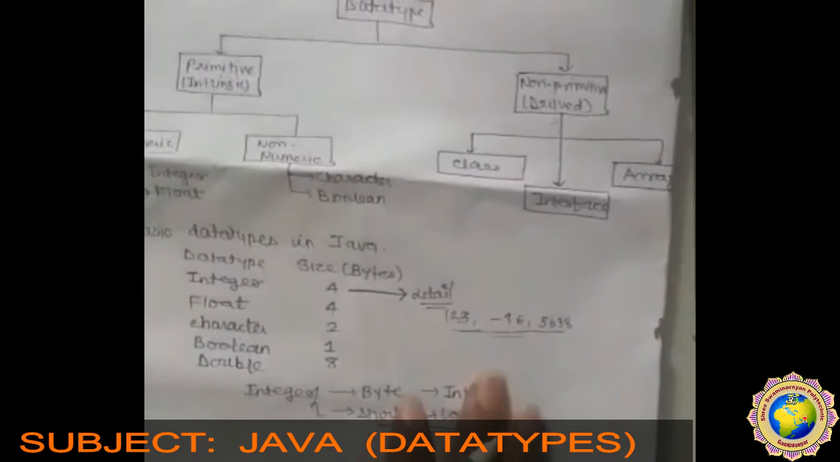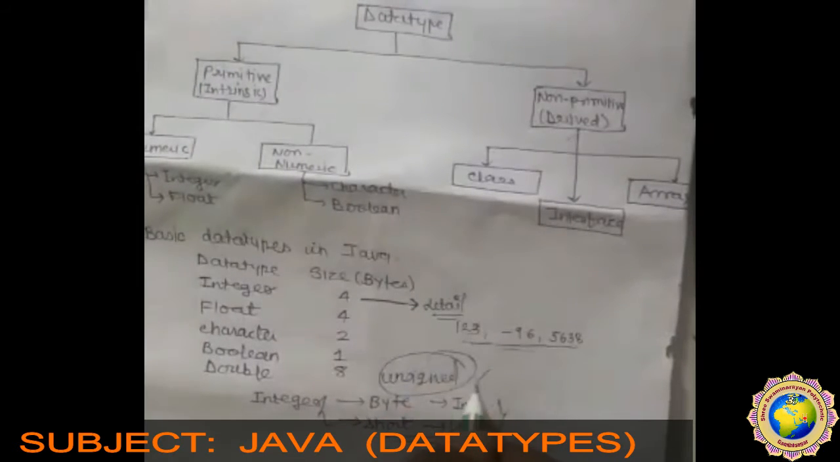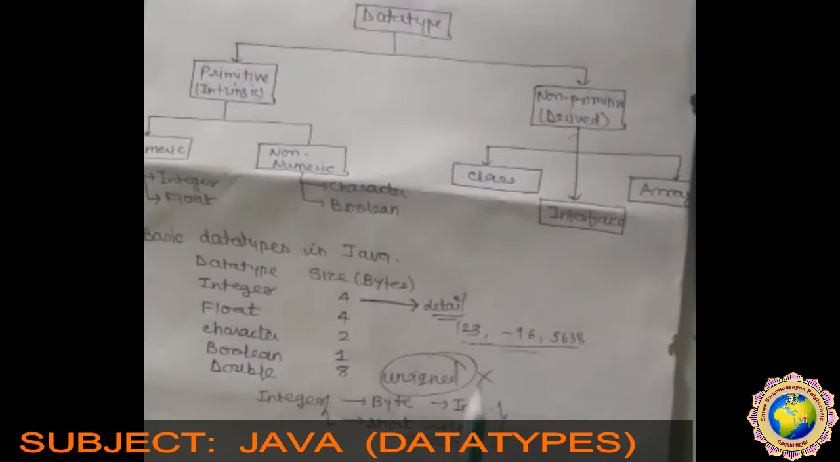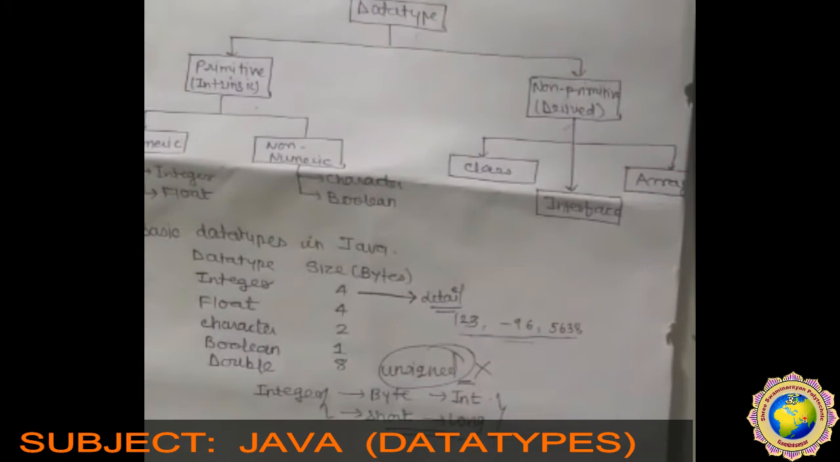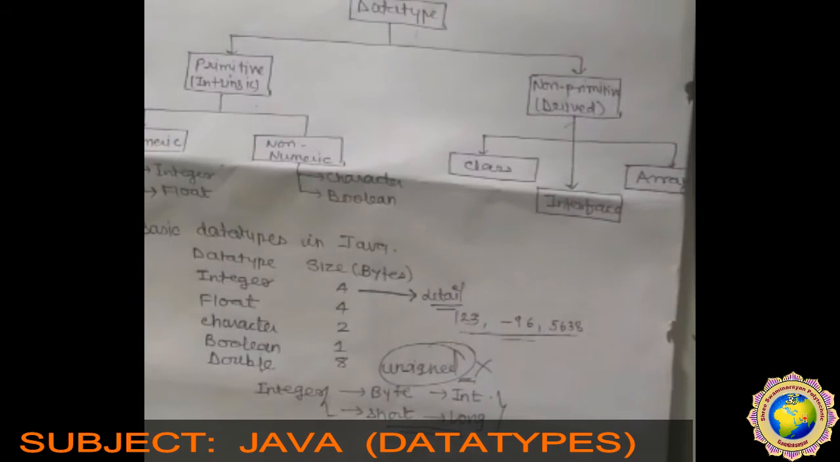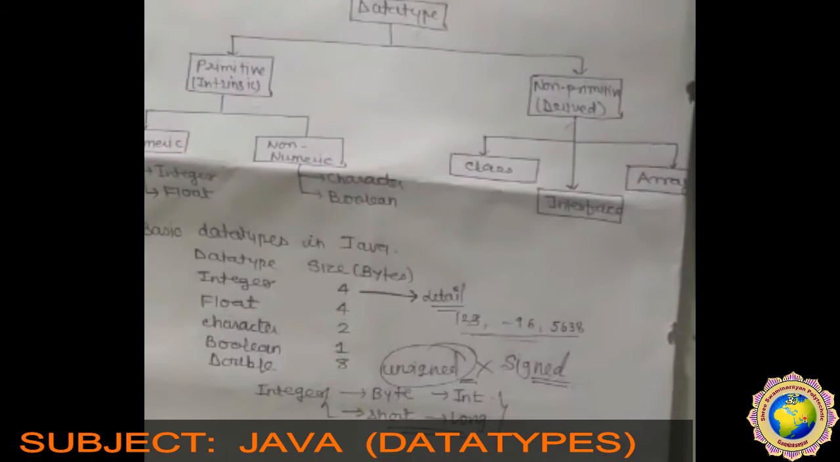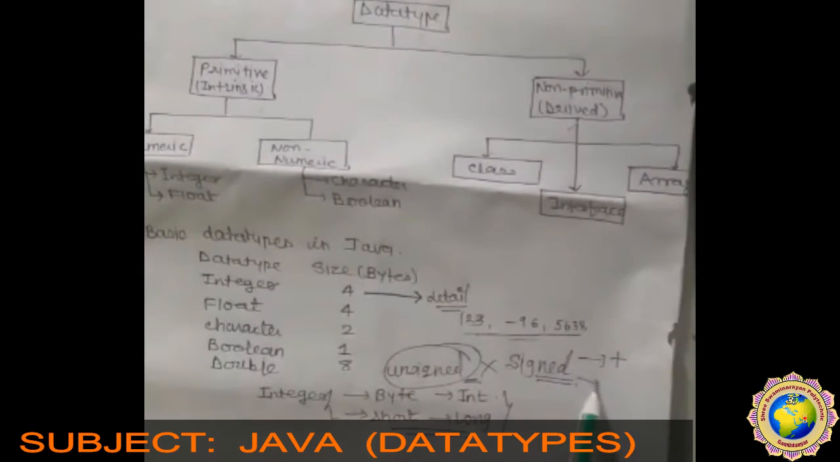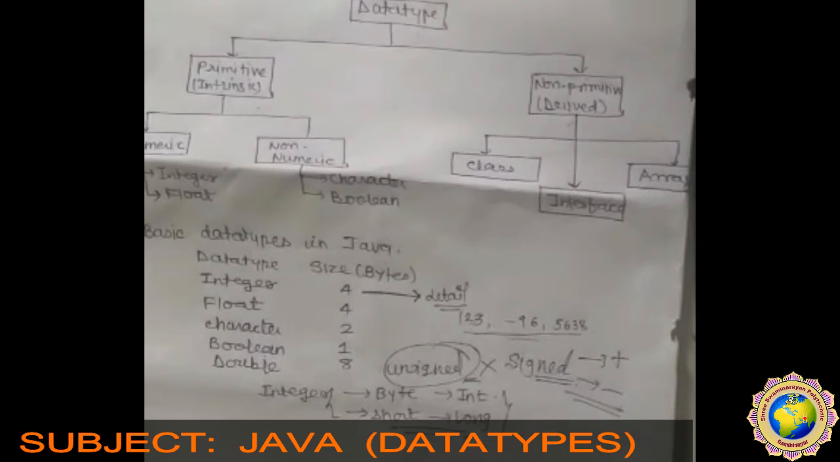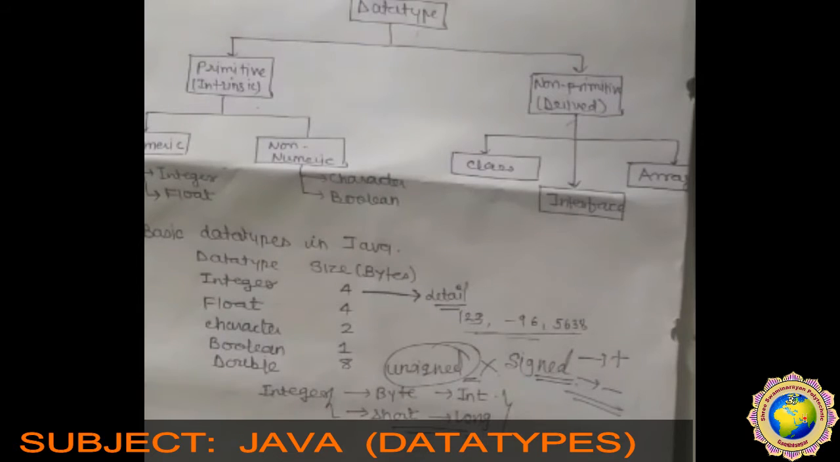Java doesn't support the concept of unsigned type. Therefore, all Java values are considered signed. Signed means they can be positive or negative.